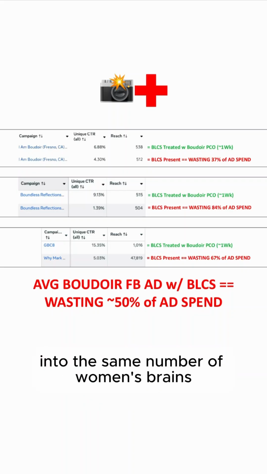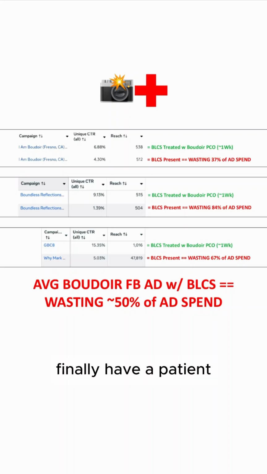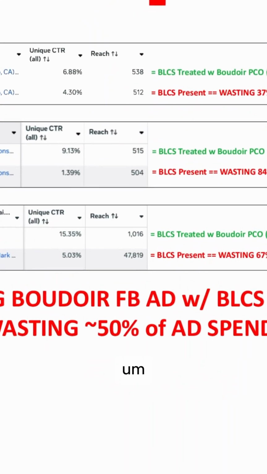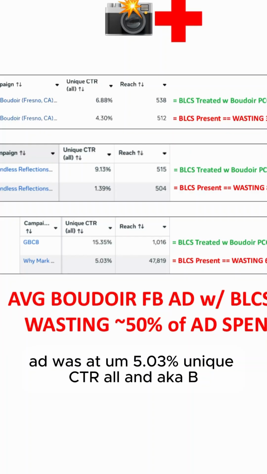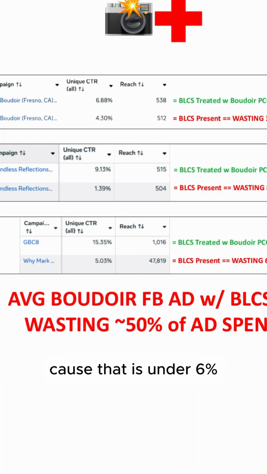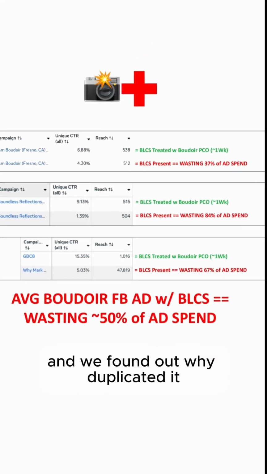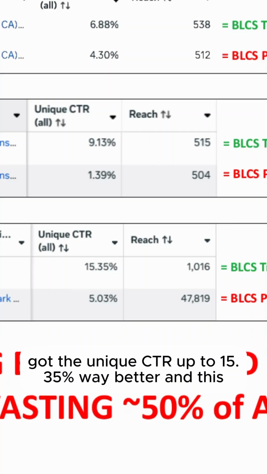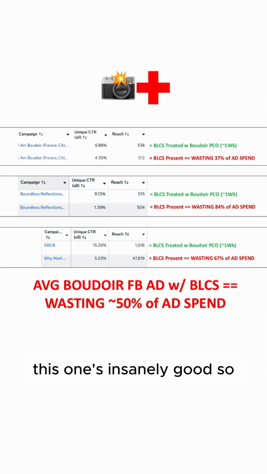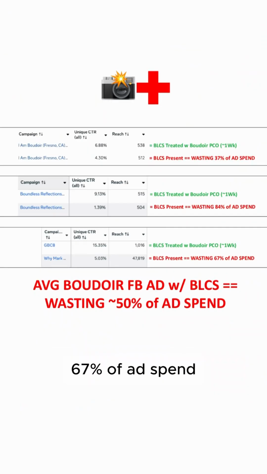We're getting our ad into the same number of women's brains as the original Boudoir Facebook ad spending 10 grand a month. Finally, I had a patient test his Boudoir Facebook ad, and found out it was at 5.03% unique CTR all, aka BLCS was present because that is under 6%. And I duplicated it, treated it with Boudoir Pico, took about a week, got the unique CTR all up to 15.35%, way better. And this one's insanely good. So we found his original Boudoir Facebook ad was wasting 67% of ad spend.